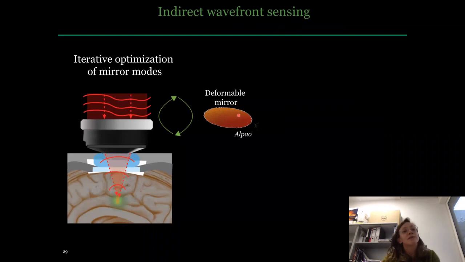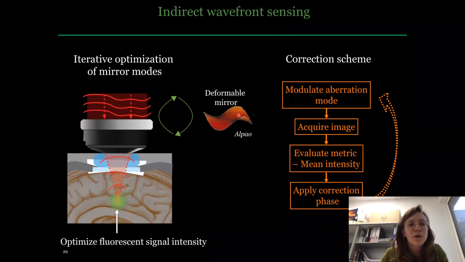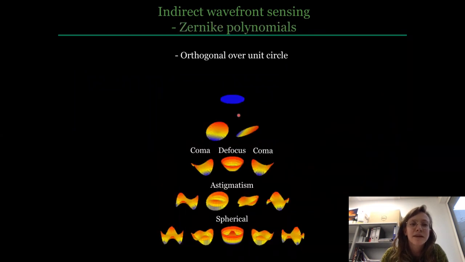So in summary, we use an indirect modal-based correction scheme where we iteratively modulate the shape of the mirror and we take the fluorescent mean intensity as a feedback signal. And for wavefront modulation, we use Zernike polynomials, which are polynomials orthogonal over a unit circle and represent common aberrations such as coma, astigmatism, or spherical aberrations. And when working with continuous membrane deformable mirrors and modal-based representation, care has to be taken to prevent sample-dependent biases.